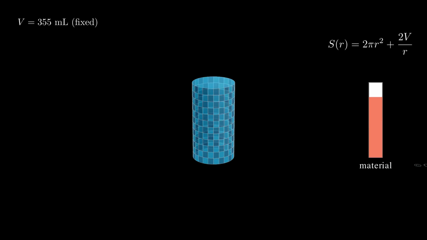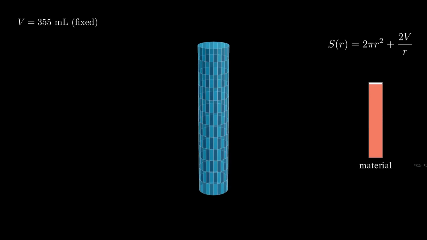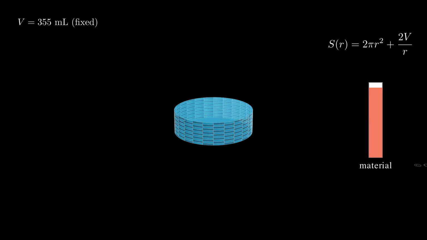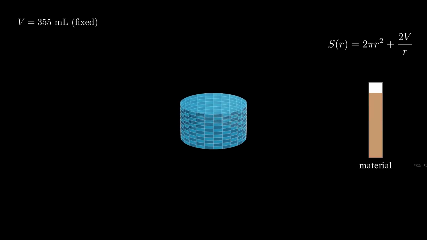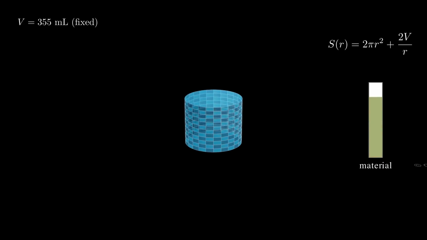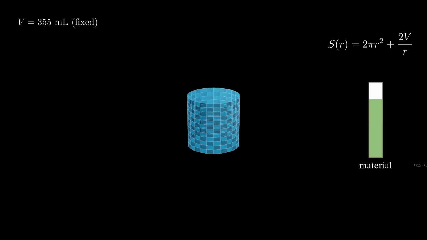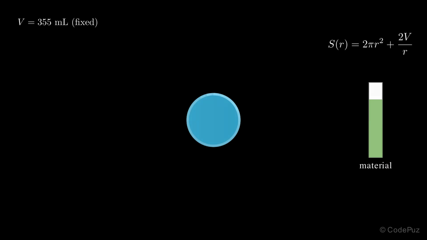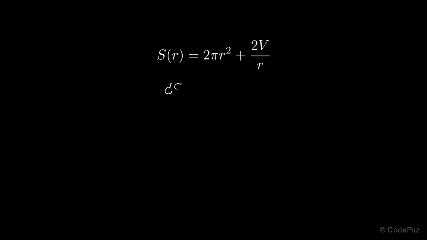Its surface area is 2πr² for the top and bottom, plus 2πrh for the side. Using the fixed volume to replace h, the area becomes 2πr² plus 2V/r. If we make it too tall or too short, it wastes costly material. To minimize, differentiate the area with respect to the radius, equate it to 0, and find r.